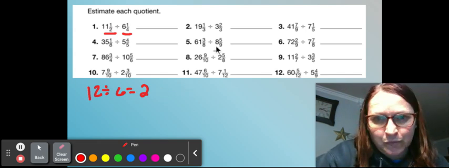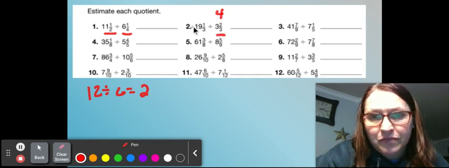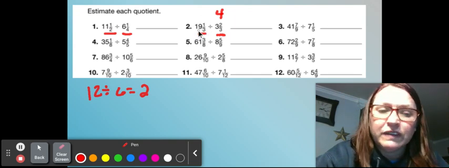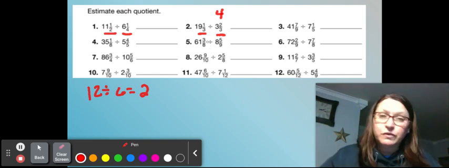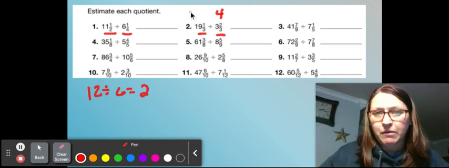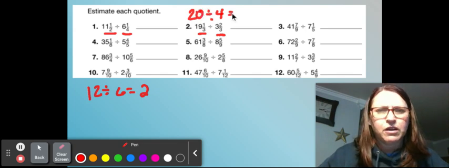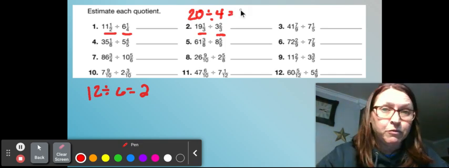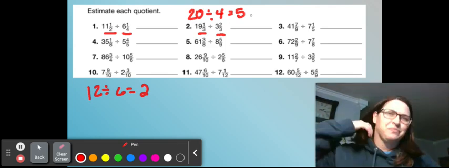Let's look at number 2. I'm going to look at my smaller number first. 3 and 2/3. If I round that, I'm going to round it to 4. So I'm looking at 19 and 1/3 and thinking, what's divisible by 4 that's close to 19 and 1/3? And that would be 20. So I'm going to do 20 divided by 4. Well, 4 times 5 is 20, so 20 divided by 4 has to be 5. Perfect. That wasn't too hard.